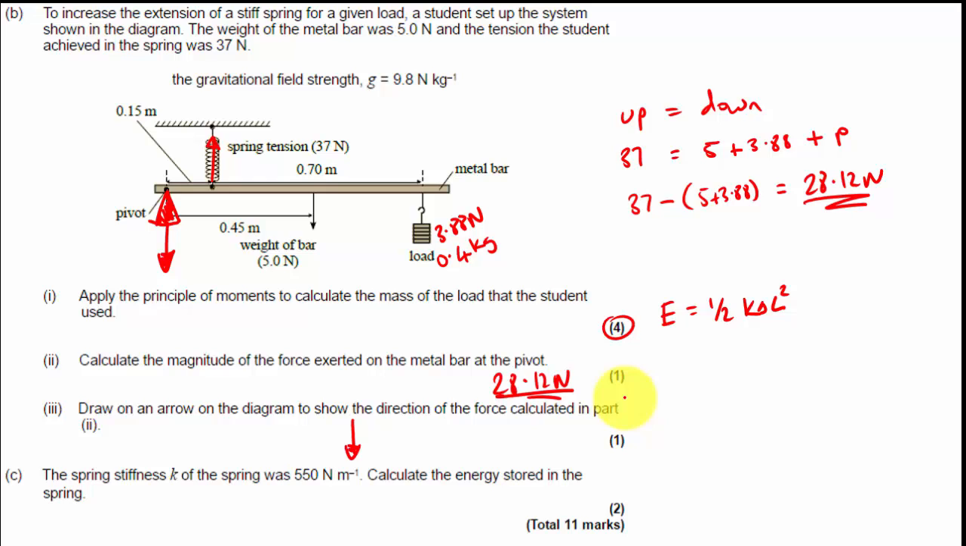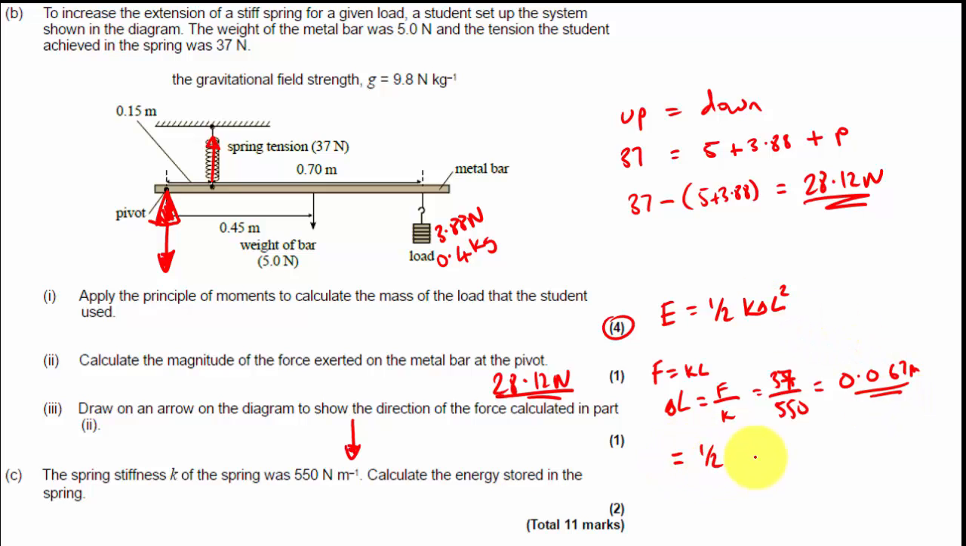What we need to do is find the change in length first for 37 newtons. There's another formula, F equals KL, so force equals spring constant times change in length. So delta L will equal F over K. We've got a force of 37 divided by 550. So our change in length would be 0.067 meters.